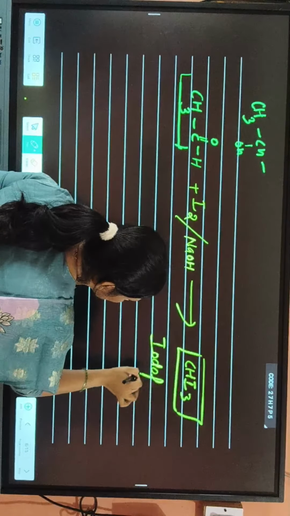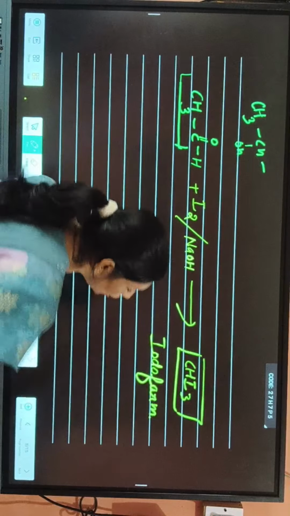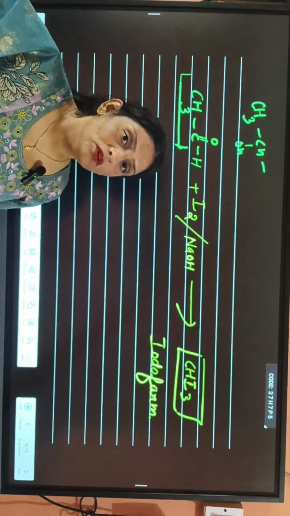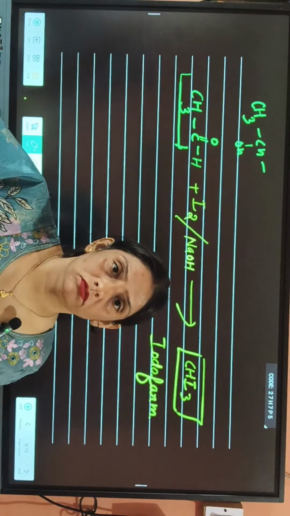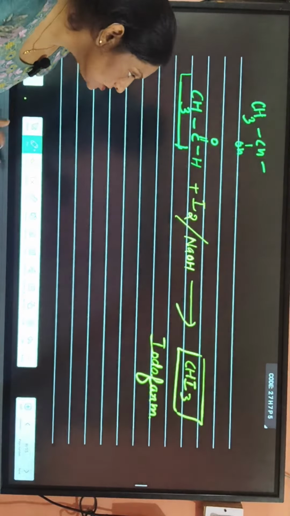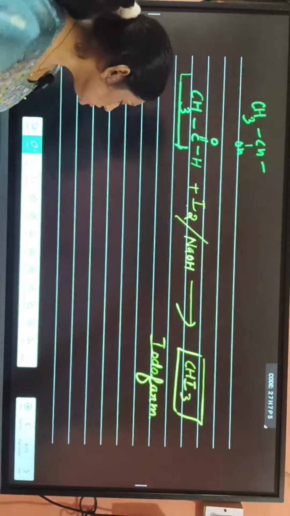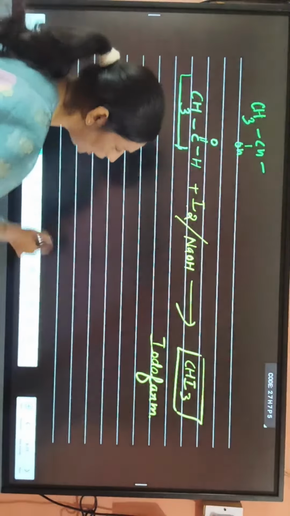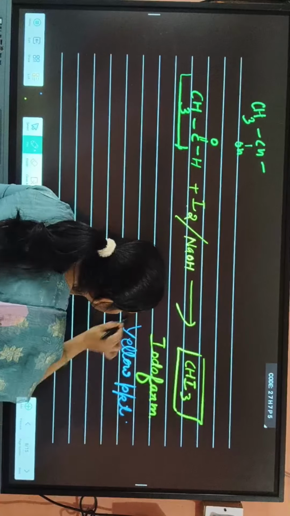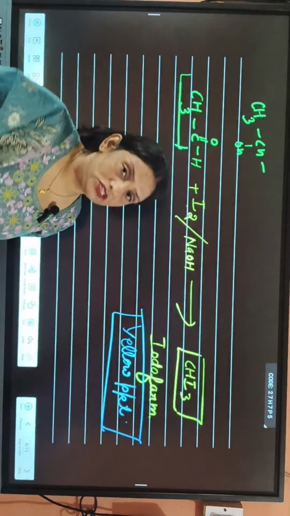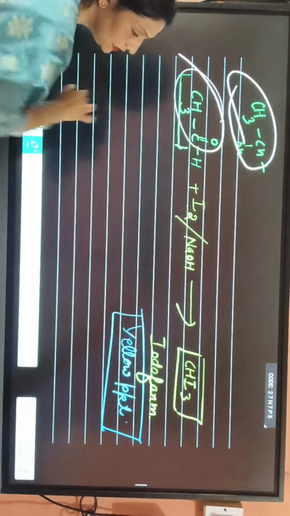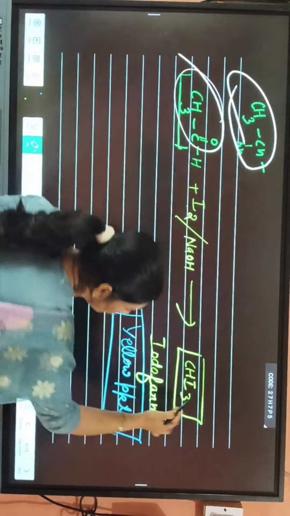Other halogens you can also take. If you have chlorine, then you will get chloroform. If you have bromine, then you will get bromoform. But they are not giving a colored precipitate, so you can't identify them. That's why we are using iodine, because iodine gives us a yellow precipitate, and it is clearly visible. So, students, if either of these groups is present in any compound, then it can perform the iodoform test.